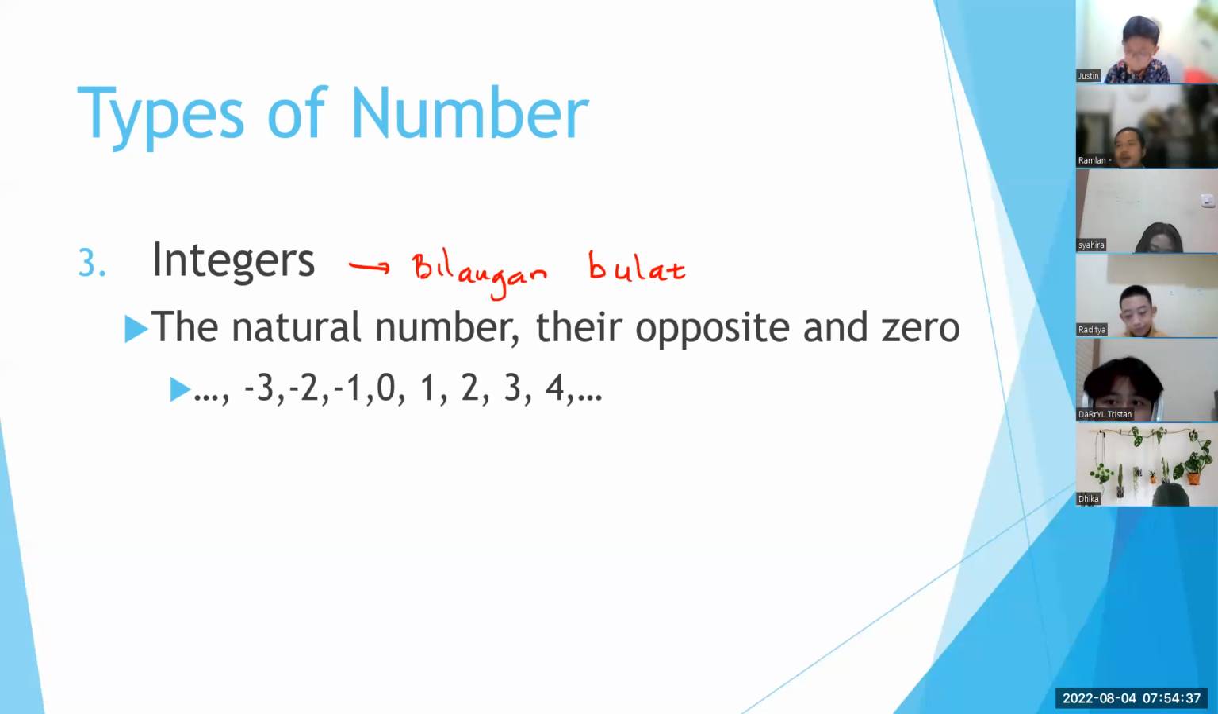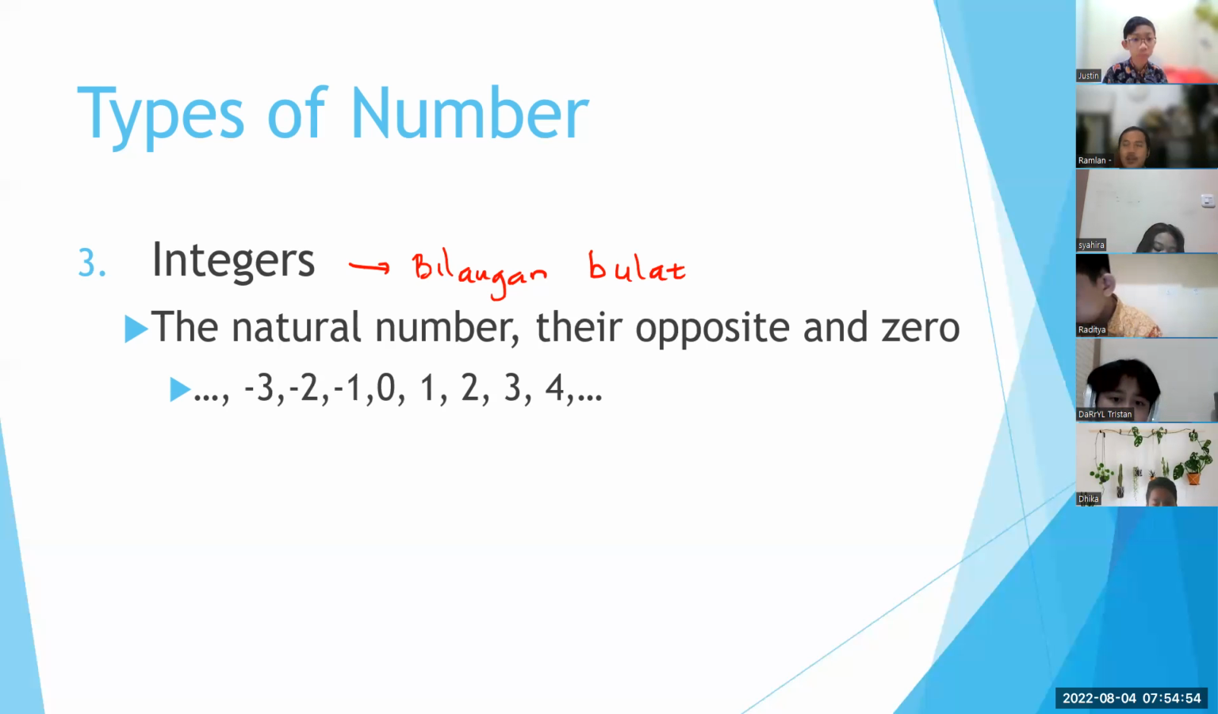Okay, guys, have you written this down? Please write it down, guys, because it's going to be very important for you to use for the quiz. Okay, lanjut. Next one.